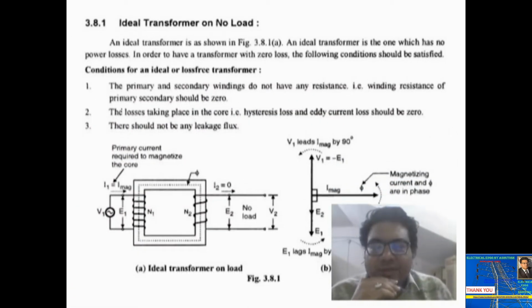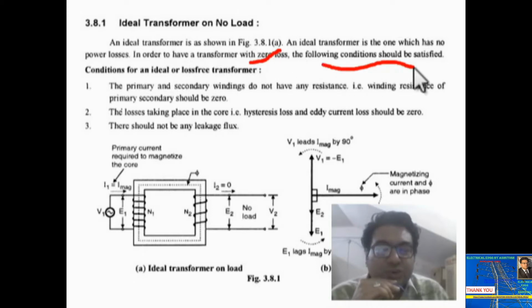So guys, now we will see the working principle of transformer because it is divided into two parts. The working principle of transformer at no load and the working principle of transformer at load. So we will see first the ideal transformer at no load. Okay, so see here, what is an ideal transformer? You see, an ideal transformer is the one which has no power losses in the windings. In order to have a transformer with zero loss, the following condition should be satisfied.